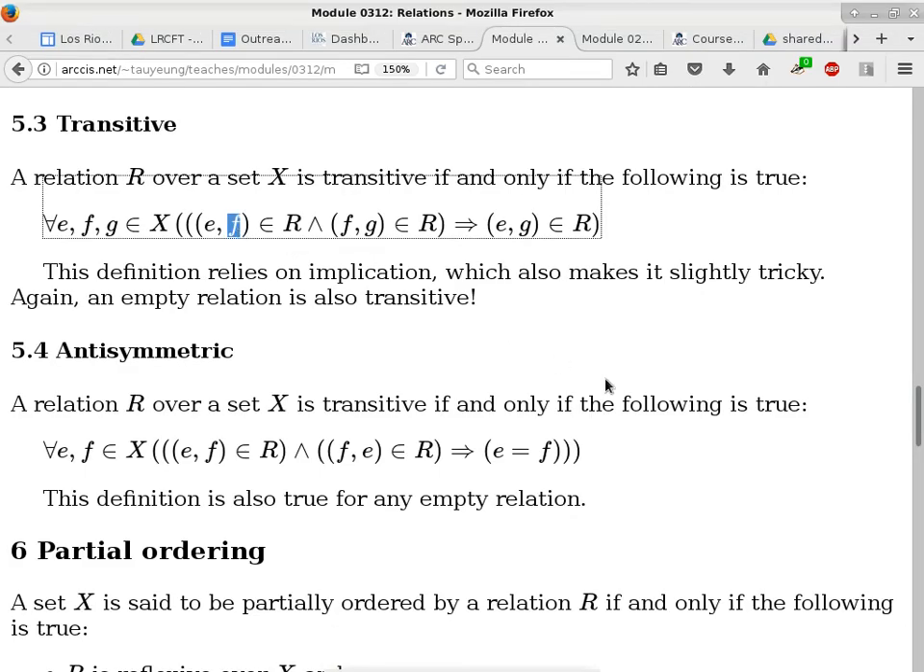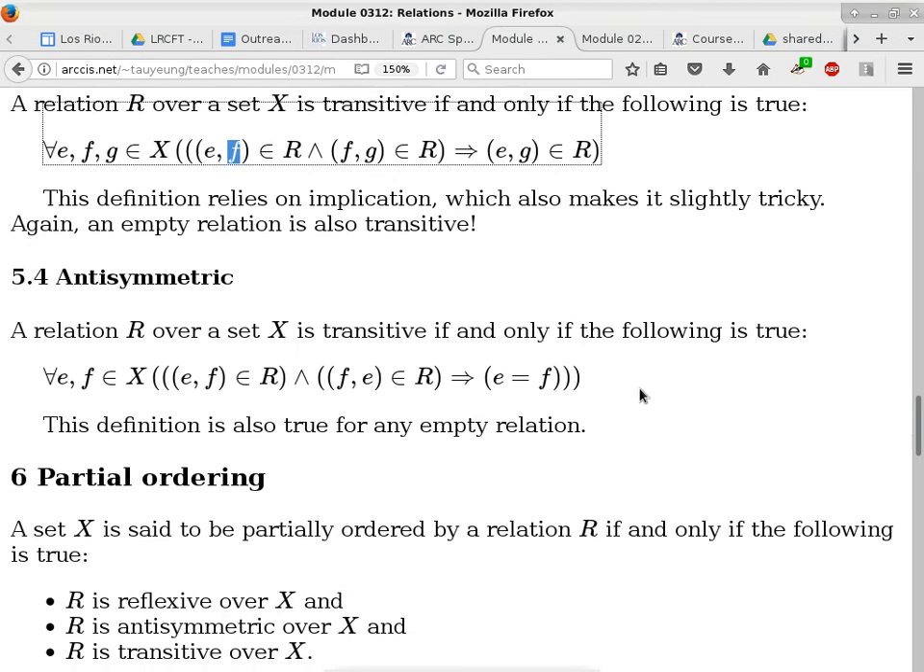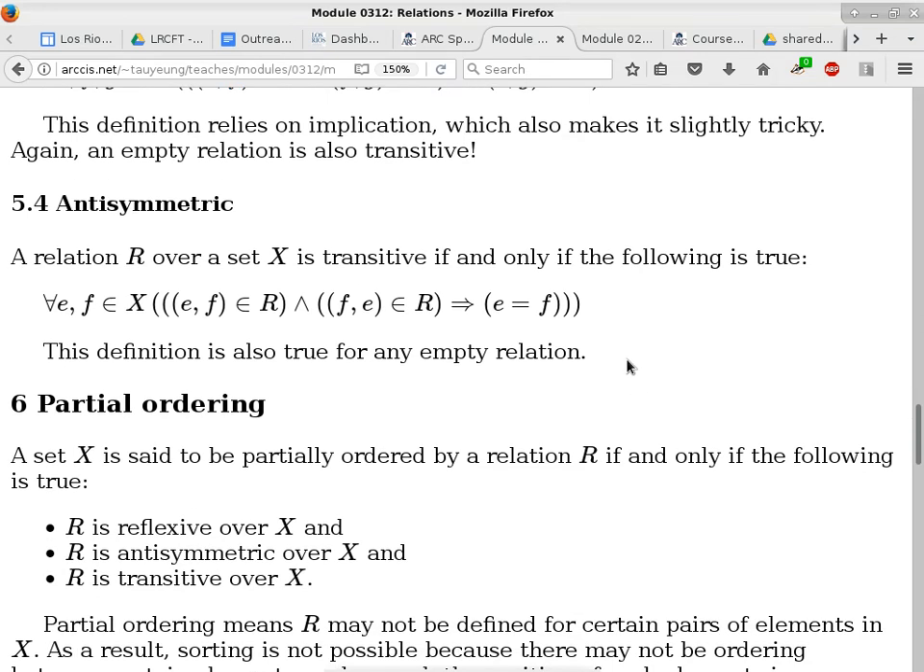anti-symmetric. So anti-symmetric is really interesting. There are several ways to define it too, but this is one definition. So antisymmetric means a relation R over set X is transitive. Oops. Obviously I copied and pasted a little bit too much. This is supposed to be antisymmetric. So cross that out and turn it into antisymmetric.